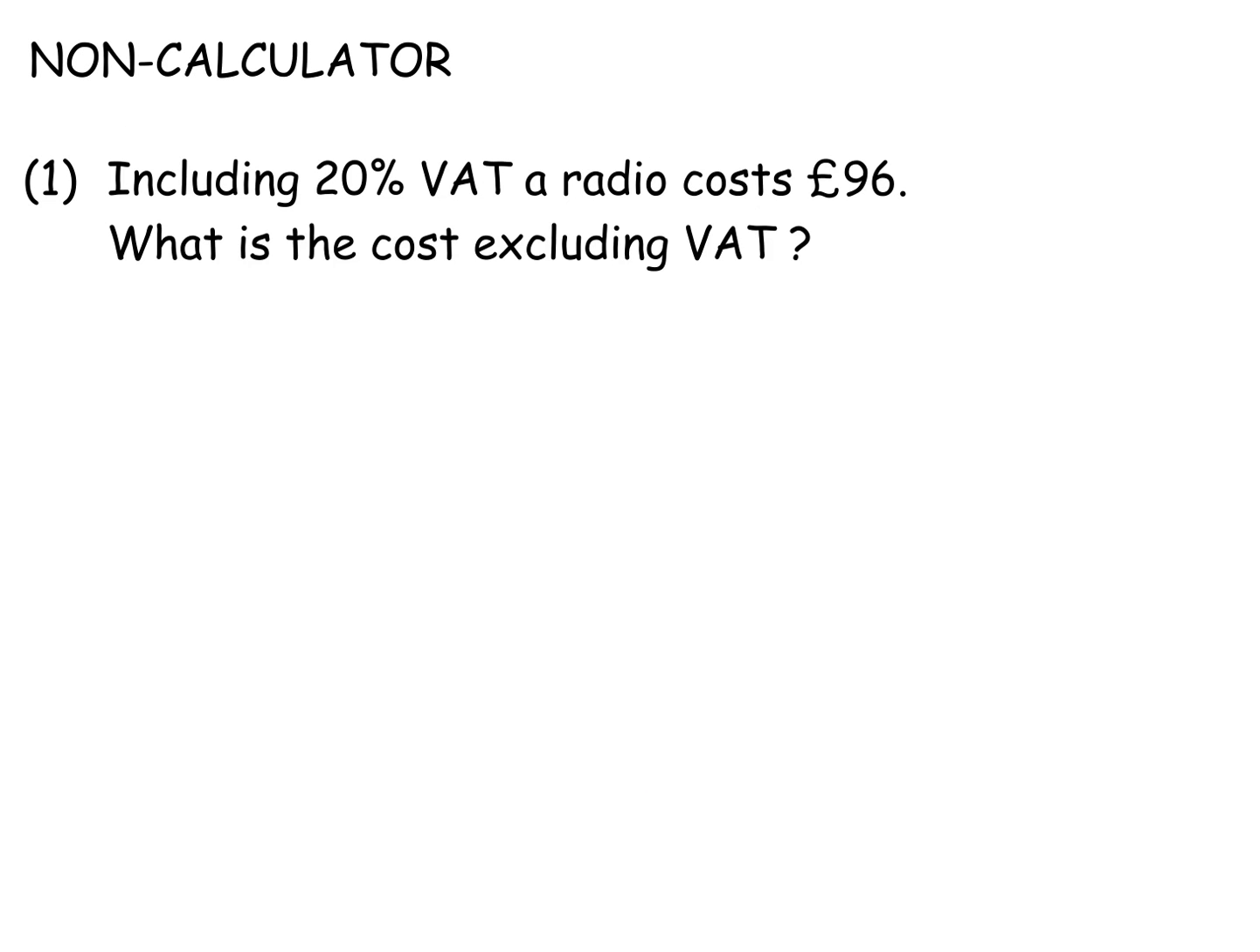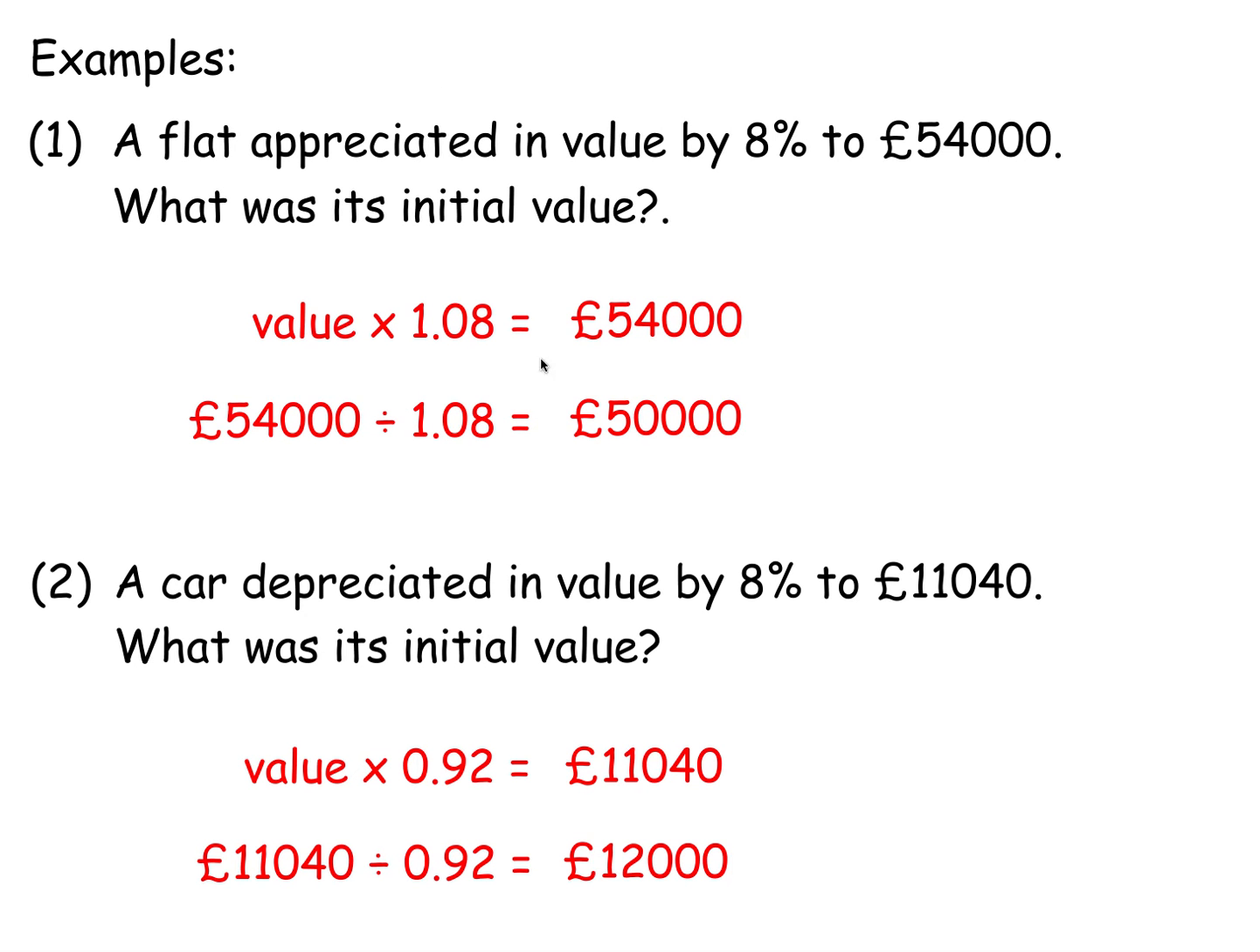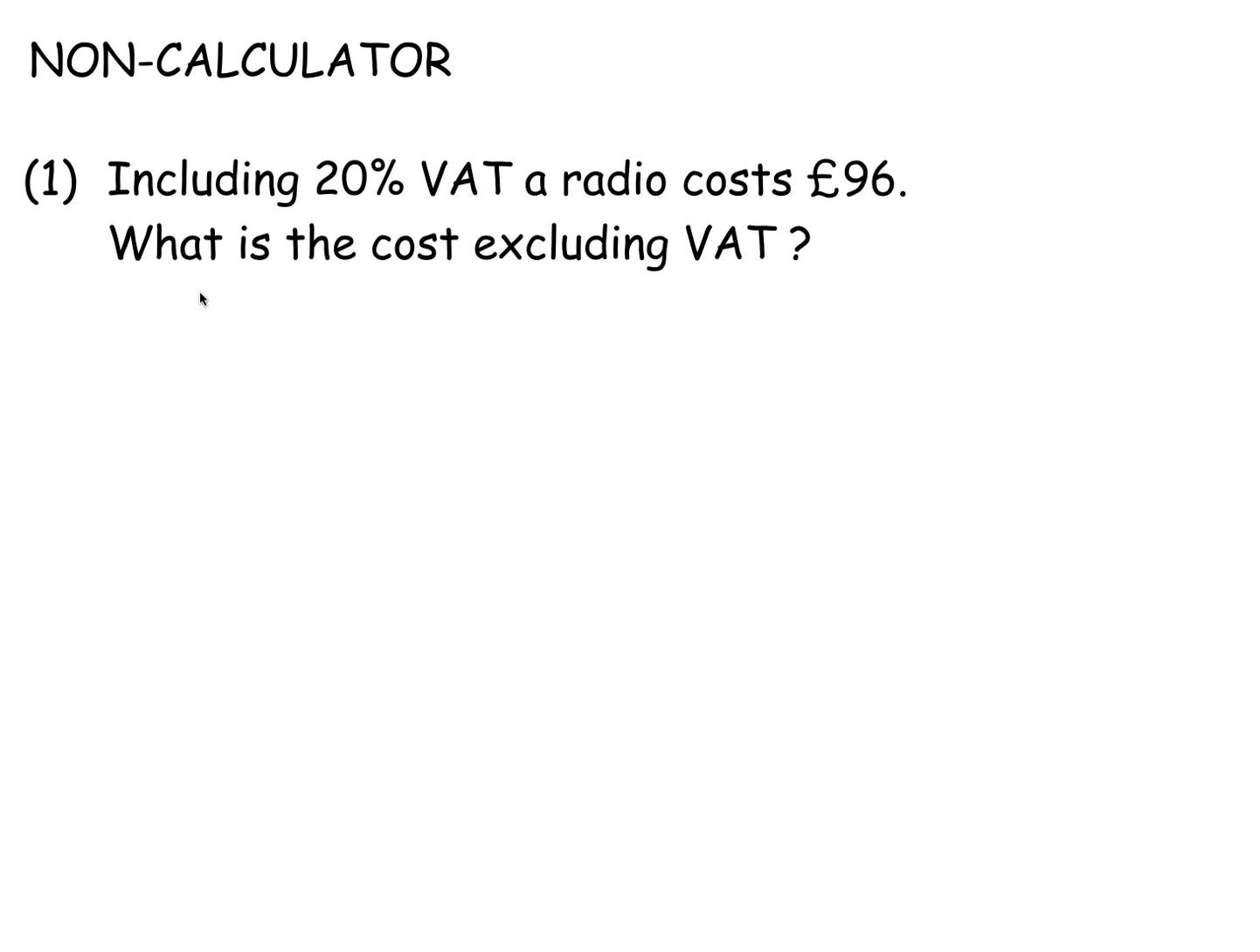Now, quite often this is asked without the use of a calculator. That's the way you would do it if you had a calculator. If you don't have a calculator, it's a bit trickier. So here we go. VAT, value added tax on a purchase, is 20% in Britain. So 20% VAT is added at the shops. You pay it when you buy goods.